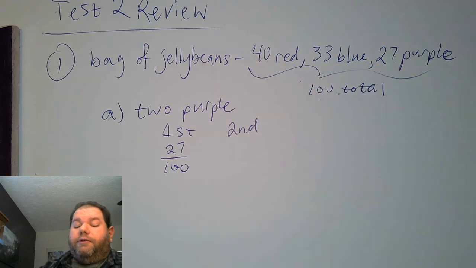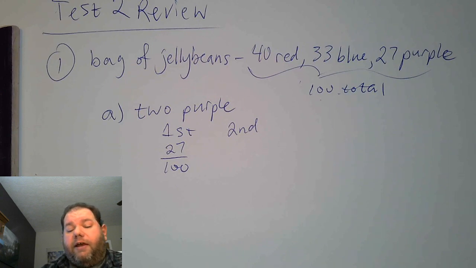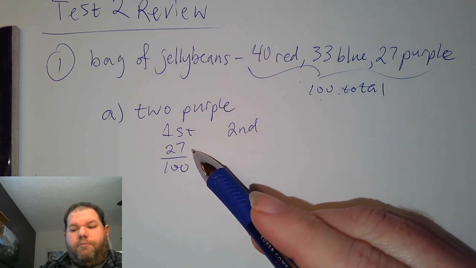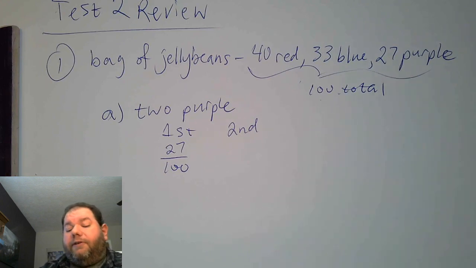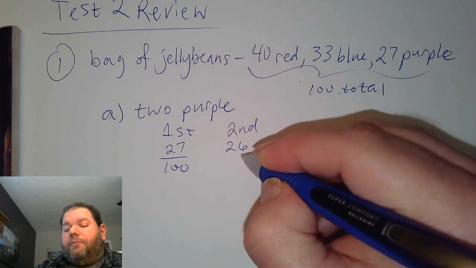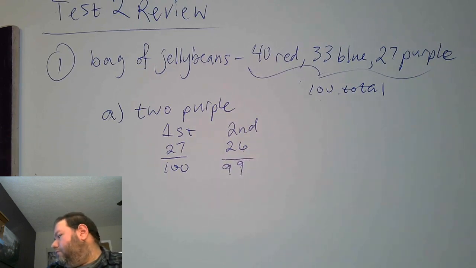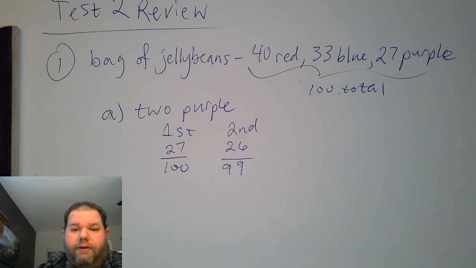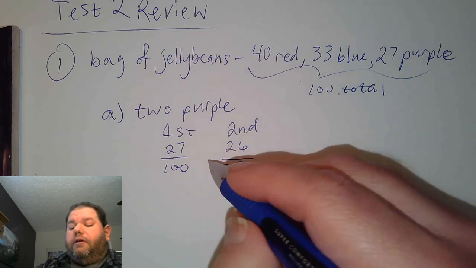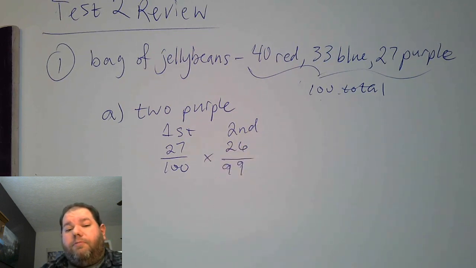Now, on the second try, if we've taken the first one out, there are only 99 jelly beans left, and because we already chose 1 purple, there are only 26 purple jelly beans left. So on the second purple jelly bean, there are only 26 remaining of the 99. Now, the rule says that if we want both of these events to happen consecutively, to find the probability, we multiply them together.